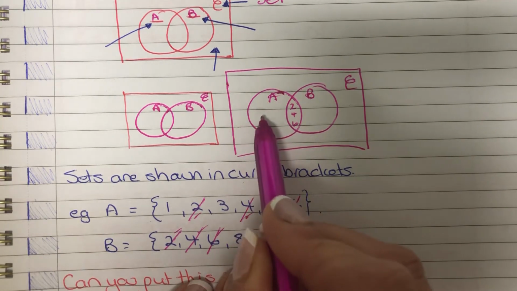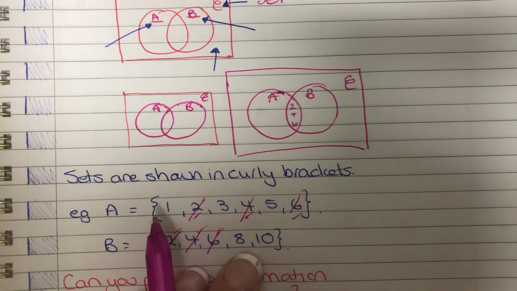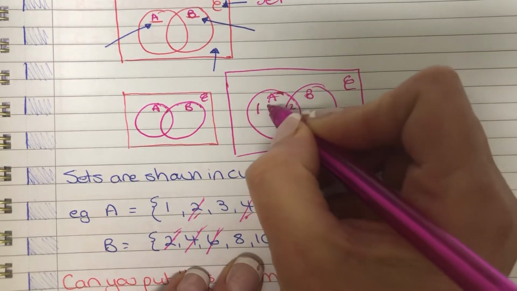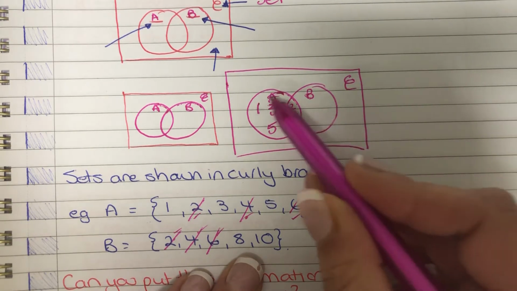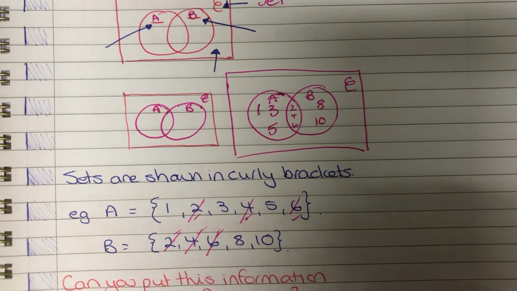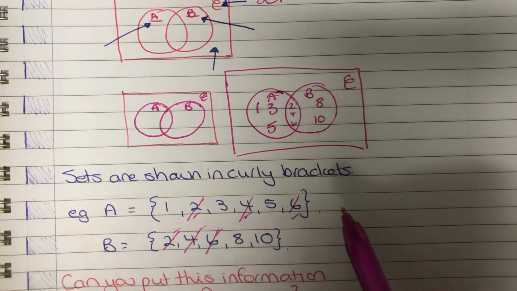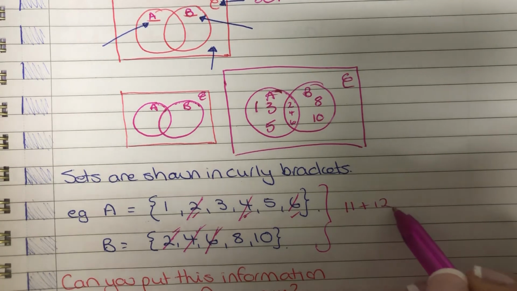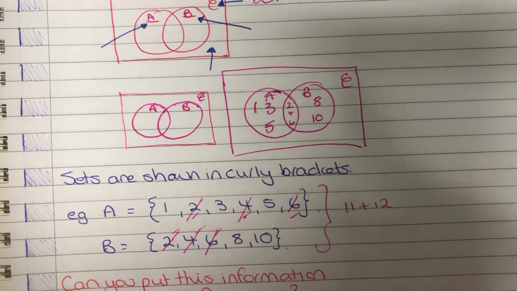So now in A, because it doesn't overlap with B, I want to put any numbers that are in A but that are not in B. So 1 isn't in B, 3 isn't in B, and 5 isn't in B, but it's in A. So we're going to go 1, 3, and 5. And in B, anything that's not in A, it's only in B. So in this case, it's 8 and 10. If this was the set of numbers from 1 to 12, then 11 and 12 would not be in here at all. So they would sit out here, nowhere near the circles.